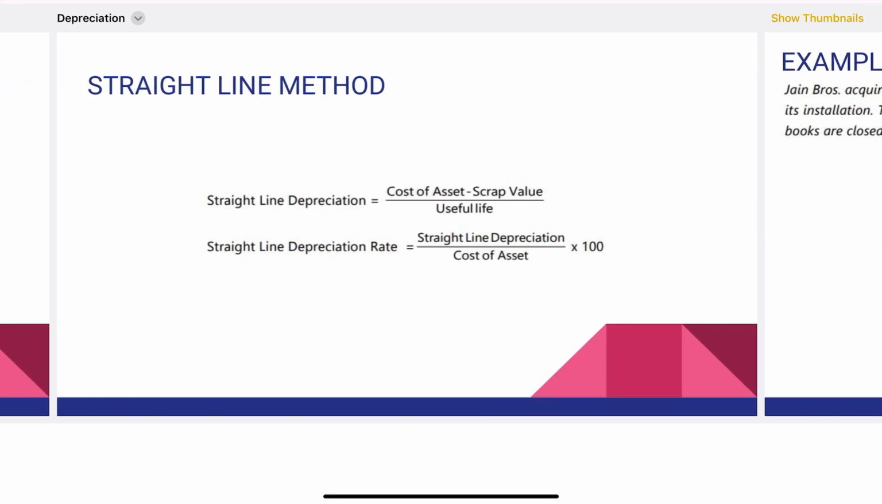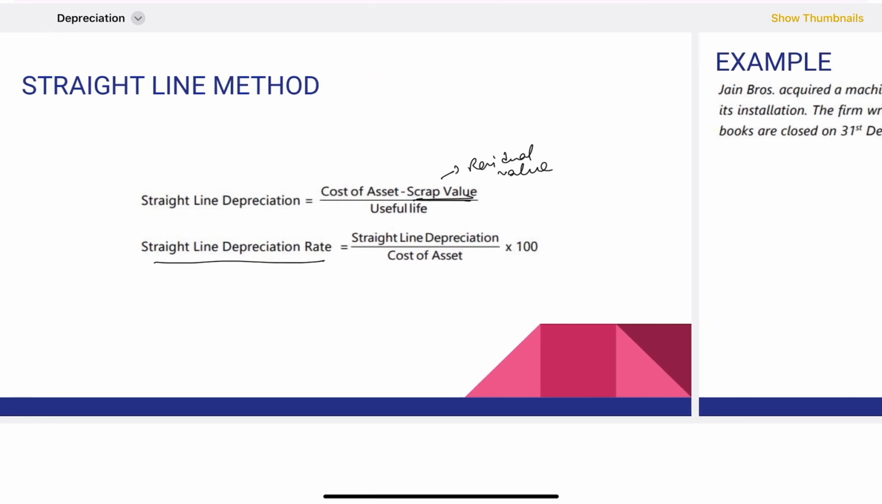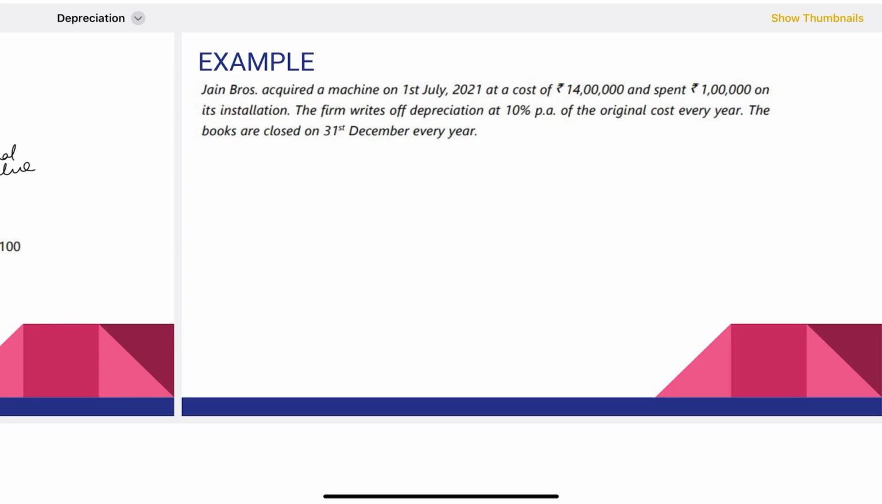So for the straight line method, the formula is: take the value of the asset less scrap value. The scrap value is nothing but the residual value after the end of the useful life, divided by total useful life. And to calculate the rate of depreciation, we can do the amount of depreciation divided by the cost of asset into 100. Let us understand with the help of a sum.